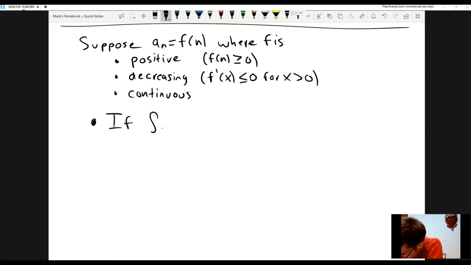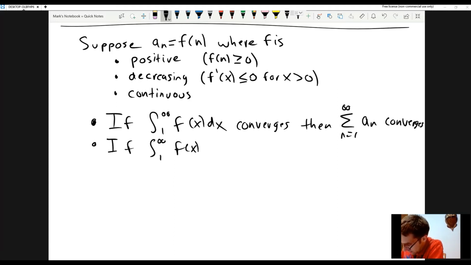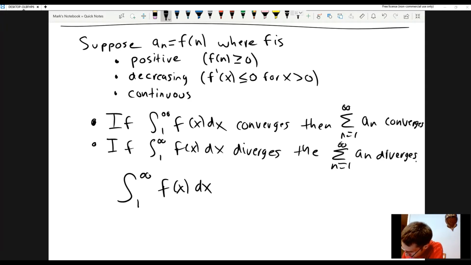So if those three properties hold, then we can say the following: if the integral from 1 to infinity of f of x dx converges, then the sum from n equals 1 to infinity of a_n converges. And similarly, if the integral of f of x dx diverges, then the sum must diverge as well. In other words, the integral and the sum must do the same thing.